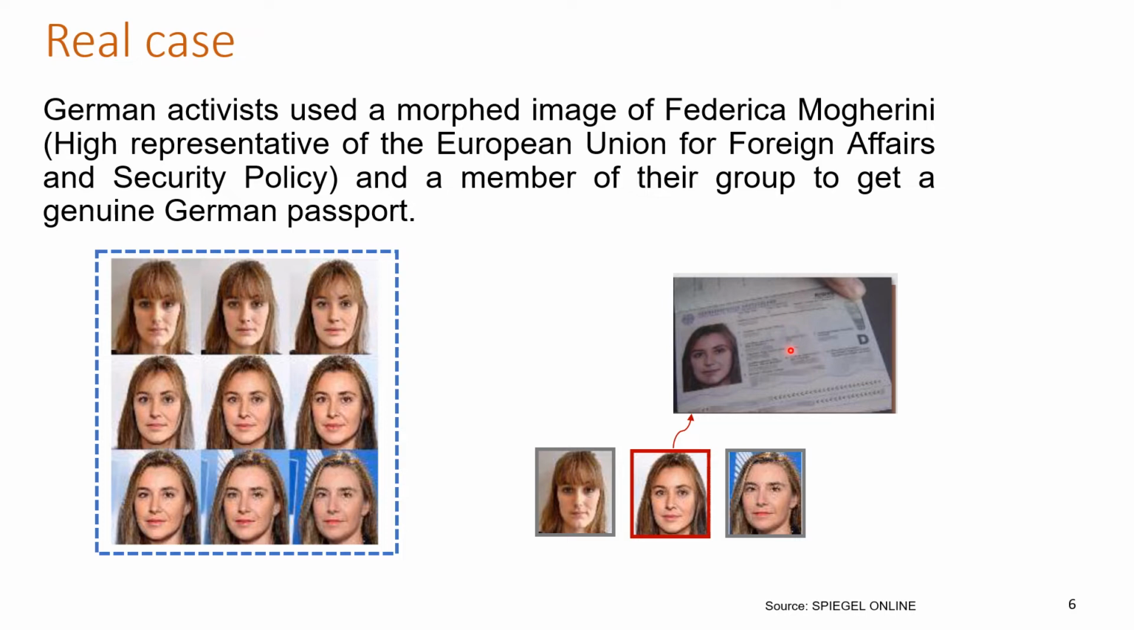the passport. That means that the morphed image presented by the activist was so difficult to be identified by the border control or the application process officer. That means that the vulnerability to this morphed image, even for humans, is very high.